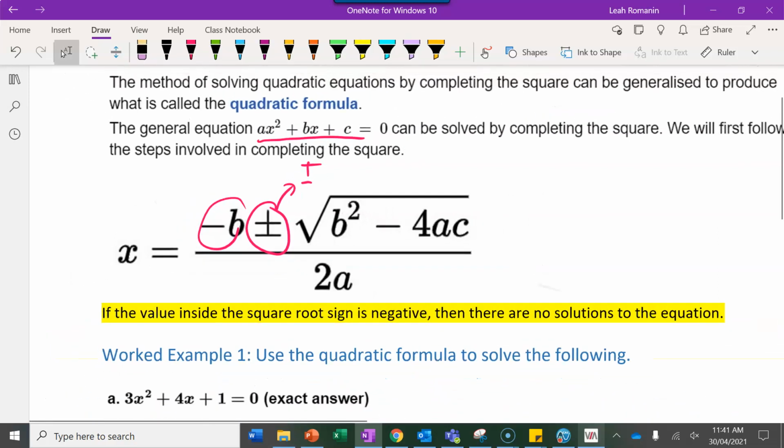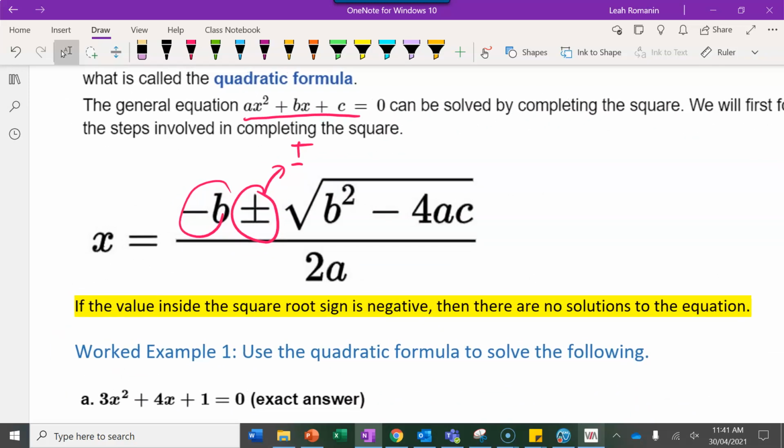Great. Now, I've got in yellow here a super important point. Once you've done your b squared minus 4ac, if that comes out negative, there's no solution to the equation. Can someone tell me why? Can you take the square root of a negative? No, you can't take the square root of a negative. It doesn't exist. So if inside that square root, once you've done b squared minus 4ac, it comes out as a negative, it means there is no solution. And when we look at graphing quadratics, you'll realize why we don't have solutions. But for now, we're just going with no solution.